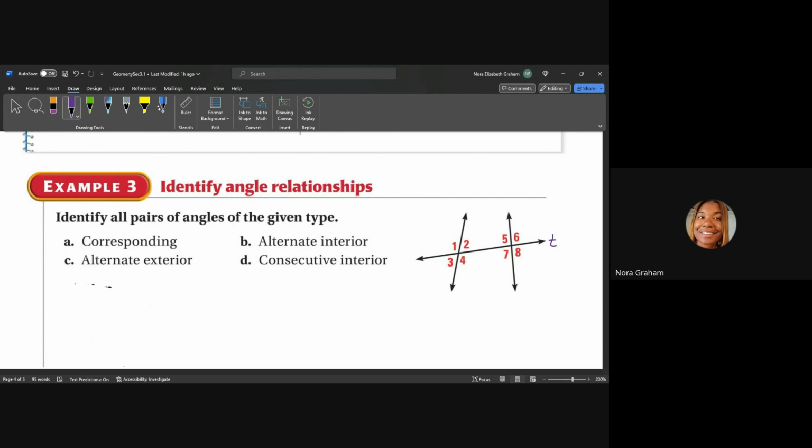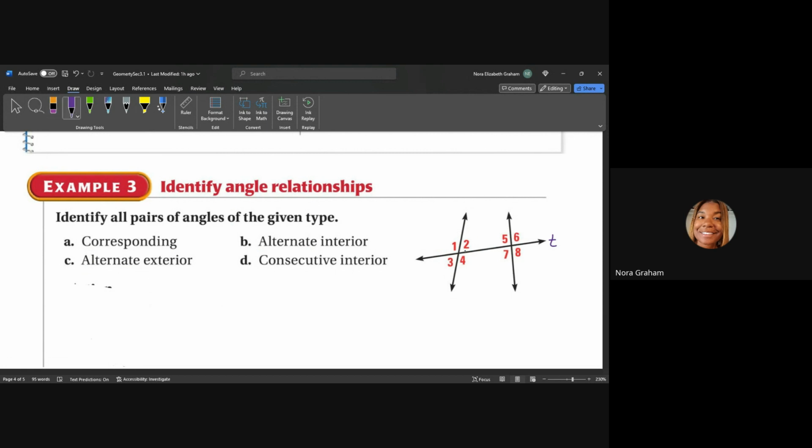Now let's look at alternate exterior angles. So alternate, but on the outside of my two lines. So 1 is on the outside, and also 8, and it's on the other side of my transversal. So 1 and 8. And then I can also look at 6 and 3. 6 is on the outside of my two coplanar lines, and then 3, they're both on opposite sides of my transversal. So alternate exterior.